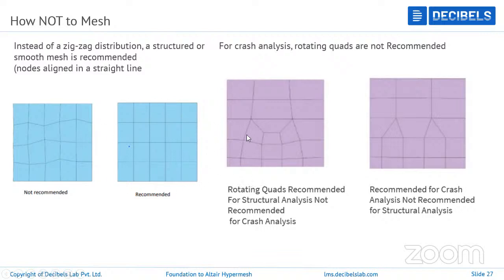See here, you can see there are two kinds of elements. Rotating quads, we are not keeping in a crash analysis. It should be like this. If the length is not the same, you can go like this.